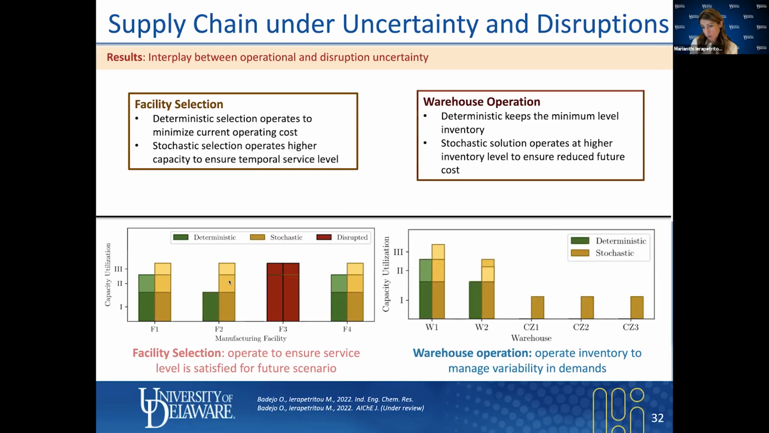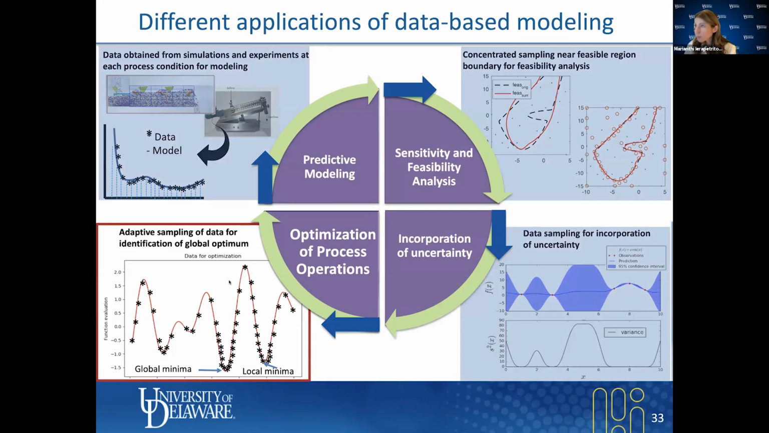But of course, what I'm not showing here, because it's a complicated graph, is an increased cost associated with the stochastic solution. And of course, there is a trade-off between cost and accepting the risk of not being able to accommodate the customers. So the final part of my talk, and I know I'm coming to the end of my talk, is how the data-based approach can accommodate optimization.